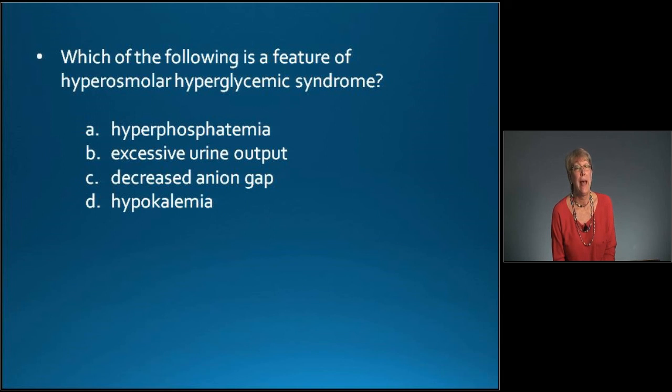Excessive urine output. Absolutely. Polyuria. They put out liters and liters and liters of fluid. Okay, so something simple, straightforward, excessive urine output. Decreased anion gap. The anion gap is not affected as much in HHS because it is not an acidotic state. Hypokalemia. Their potassium all depends upon how severe a dehydrated state they're in. But what we always see is excessive urine output.